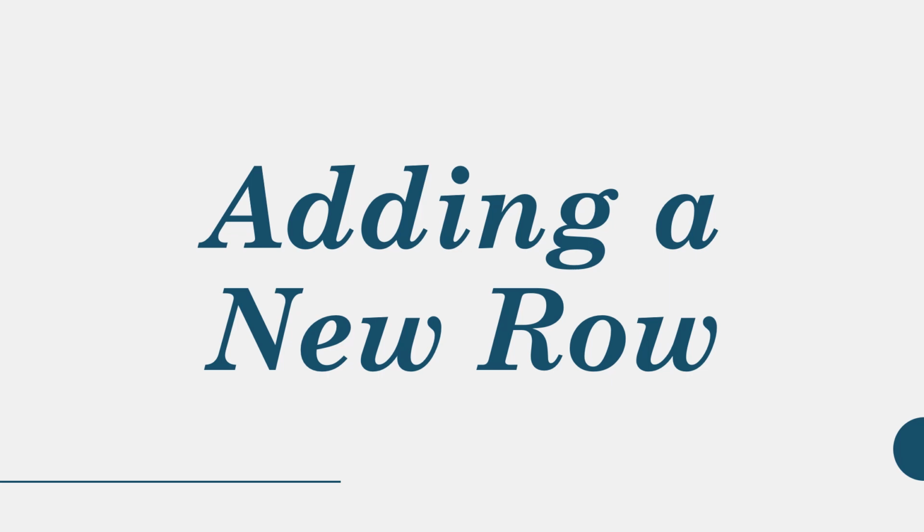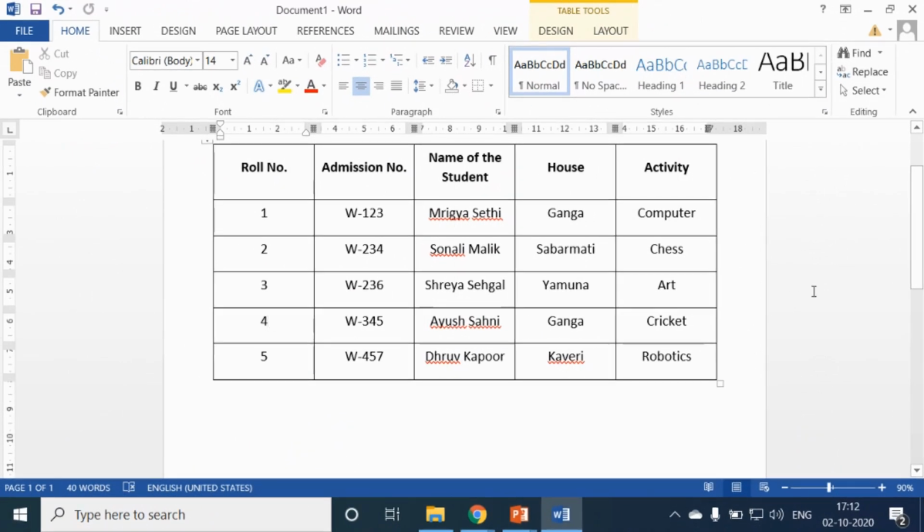Students, first of all, let's see adding a new row. Let's see how to add a new row in a table. You can add a new row to put additional information in the table. You can see, students, I have already created a table of students' details. First of all, position the cursor in the row above or below which a new row is to be inserted. So, I am selecting the roll number 4 row.